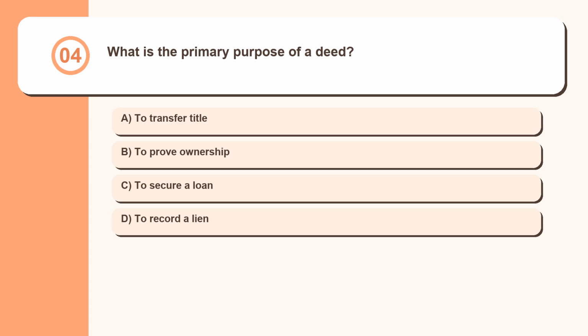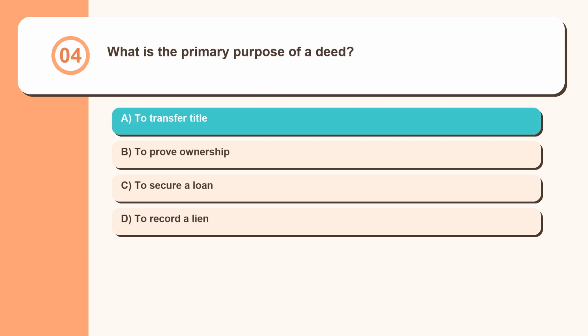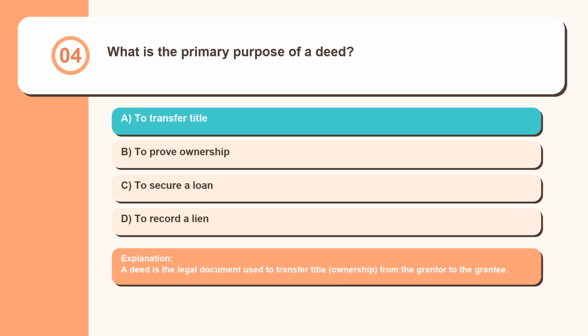Question 4. What is the primary purpose of a deed? To transfer title, to prove ownership, to secure a loan, to record a lien. A deed is the legal document used to transfer title, ownership, from the grantor to the grantee.